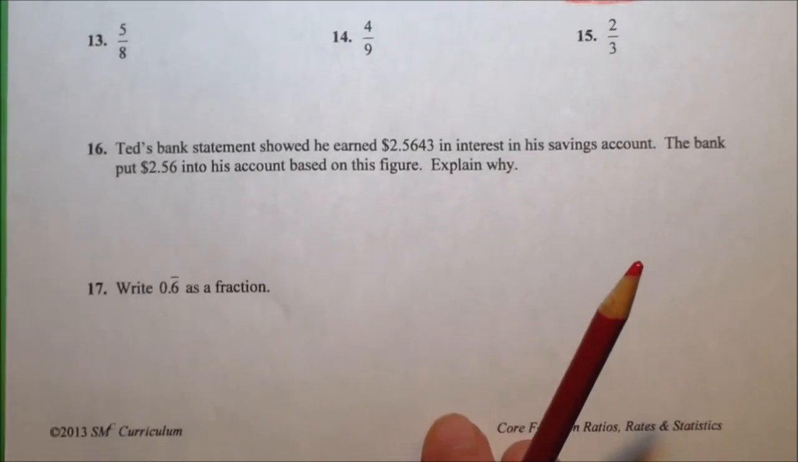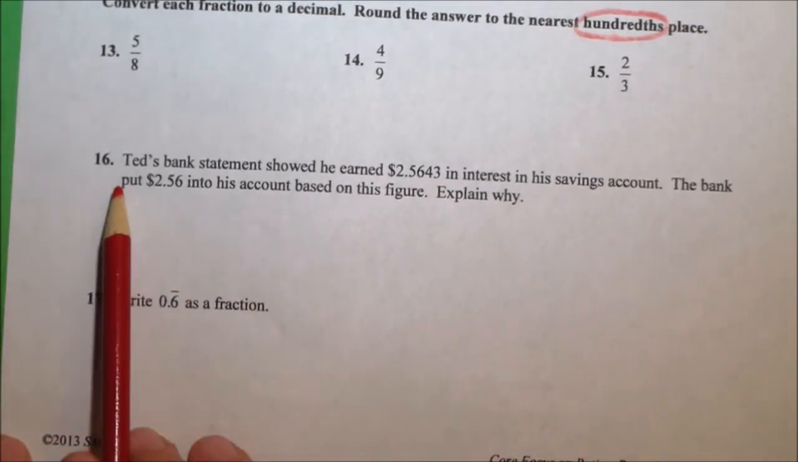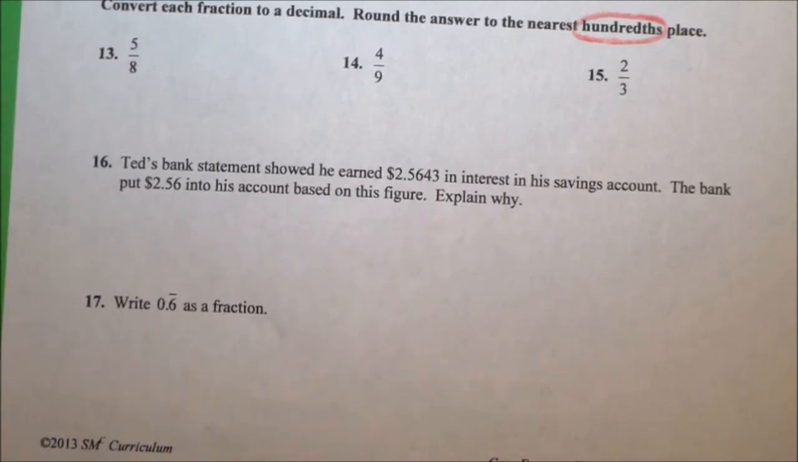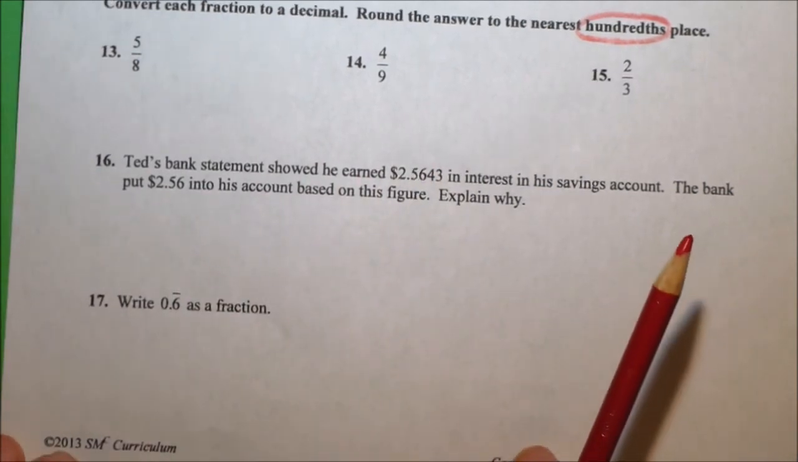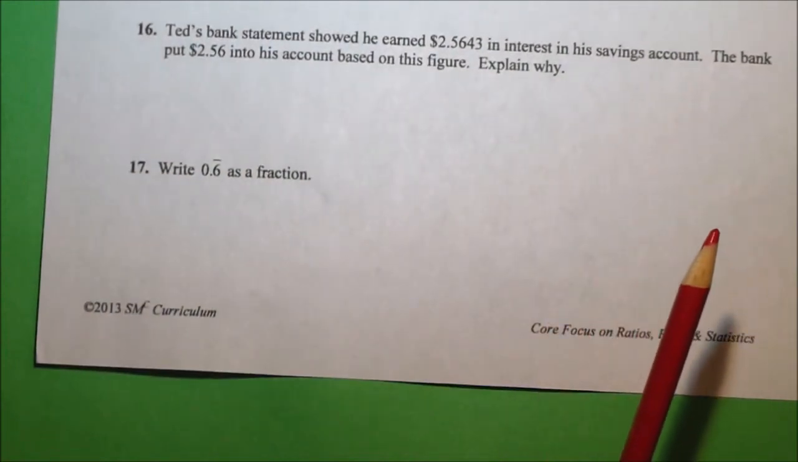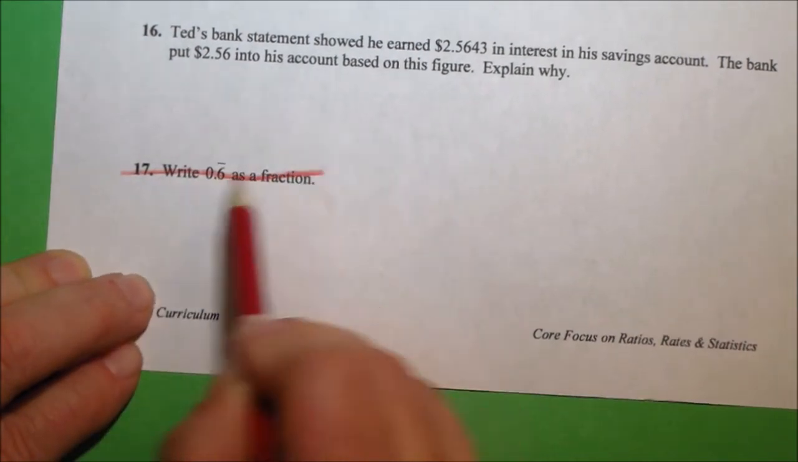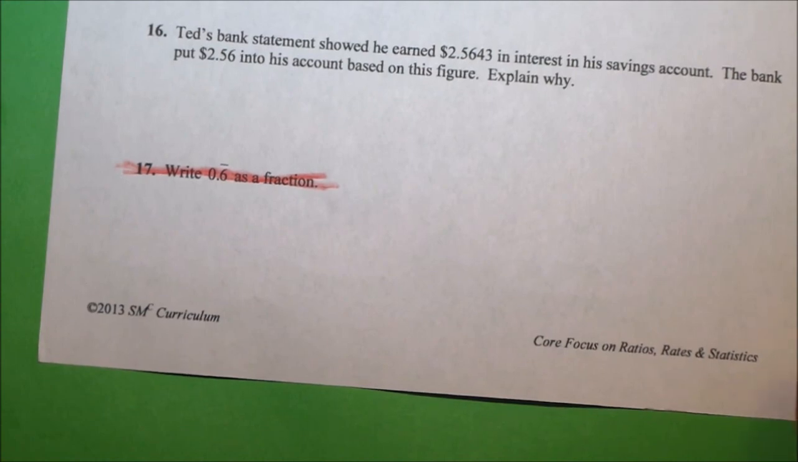And then this one here, Ted's bank statement showed that he had this much in interest in his savings account. The bank put this much into his account based on this figure. See if you can figure out why. Compare these two numbers and figure out what is going on. All right? And then the last thing, we will discuss this in class, and I don't want you to do it as part of your worksheet. That's a really confusing question to ask because there's really more than one way to look at it. So we will discuss that one in class. I don't want you to do it as part of your assignment.